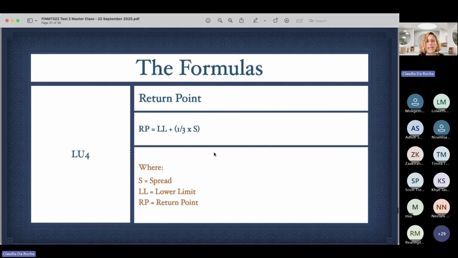The other formula under cash management is your return point, which is part of the Miller-Orr model. And your return point is basically the point at which your cash is maintained at an optimal level. So with the Miller-Orr model, we talk about if we have excess cash, we will invest. If we have deficit cash, we will then sell off our investments so that we are always at our return point.